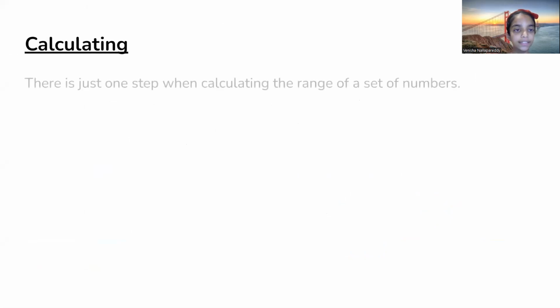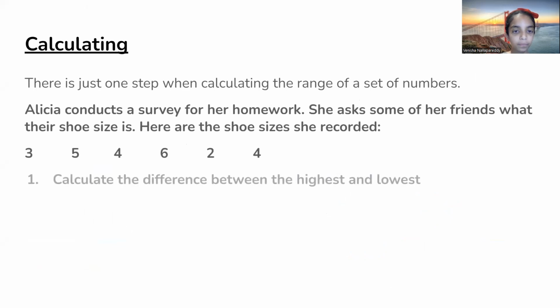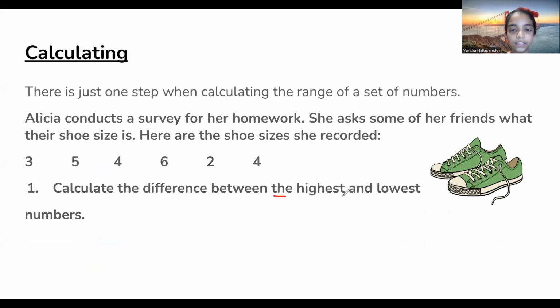So calculating. There's just one step when we're calculating the range of a set of numbers. So I've put the word problem here again. And first of all, the only step is calculate the difference between the highest and the lowest numbers, like I just said. So if that sounds really confusing, let's break it down. Let's just look at the highest and the lowest numbers.